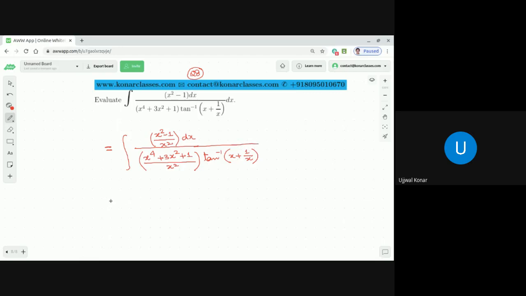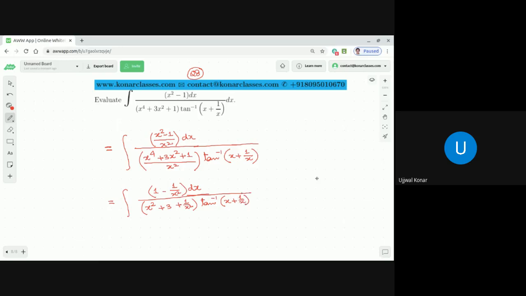Then what are we going to get? We are going to get integration, in the numerator, 1 minus 1 by x square dx. Correct or not? And in the denominator, what are we going to get? It is x square plus 3 plus 1 by x square. Correct or not? Yes. And as it is, tan inverse of x plus 1 by x dx. Dx is already written.